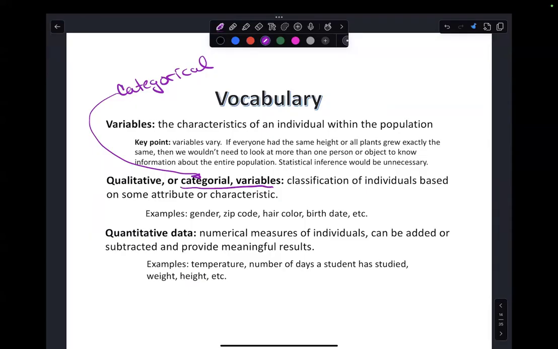Quantitative data, think quantity. These are the numbers you do math with. These are usually things that are measured or things that can be counted. So these are numbers you do math with. Temperature, number of days students have studied, weight, height, things like that. So categorical or qualitative is mostly words or numbers you don't do math with. Quantitative is numbers you can do math with, things that are measurements and things like that. Questions? Alrighty.